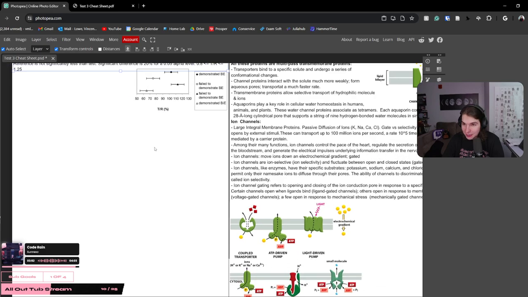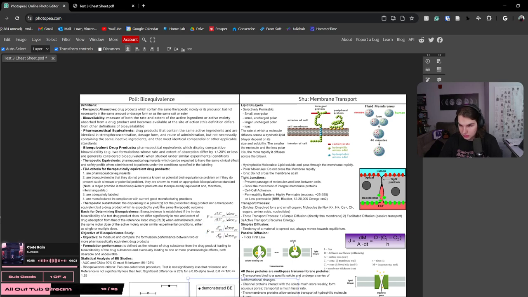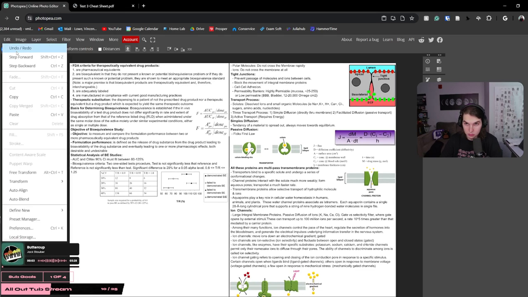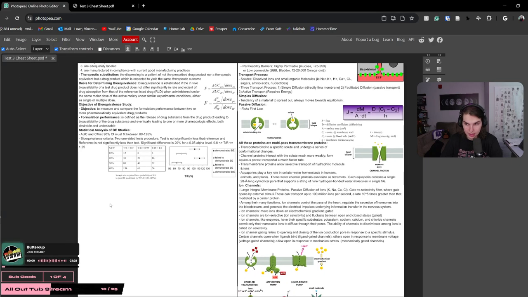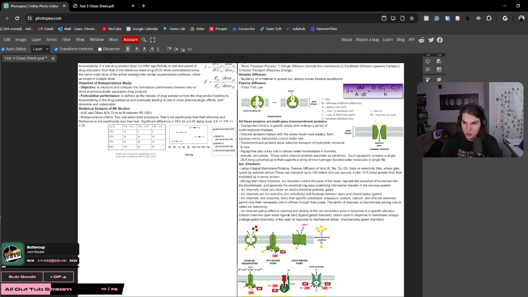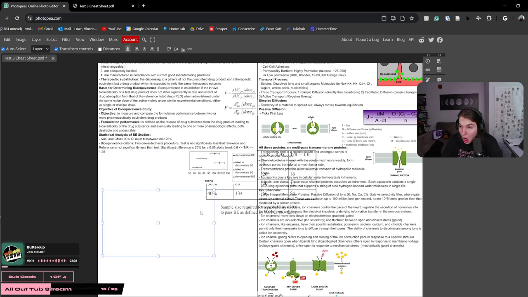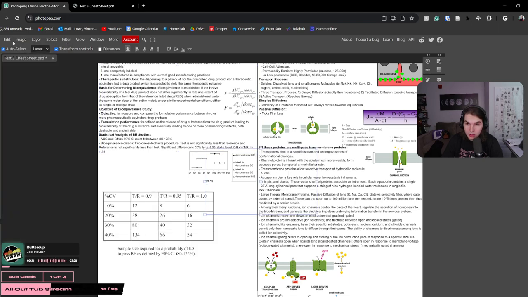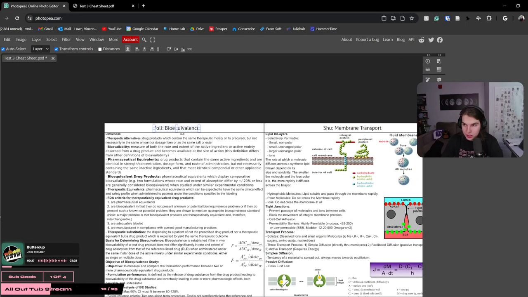No, let me paste it in the proper location. Chat, did it just delete an entire section? Ah, it's fine. What do? Do it sometimes. I'm just trying to copy this, chat.